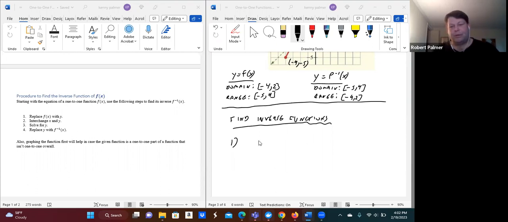Okay, so number one, let's say we have f of x is equal to, let's say, negative 2x minus 5. Now first off, is that one-to-one? Well, we can graph it and find out.